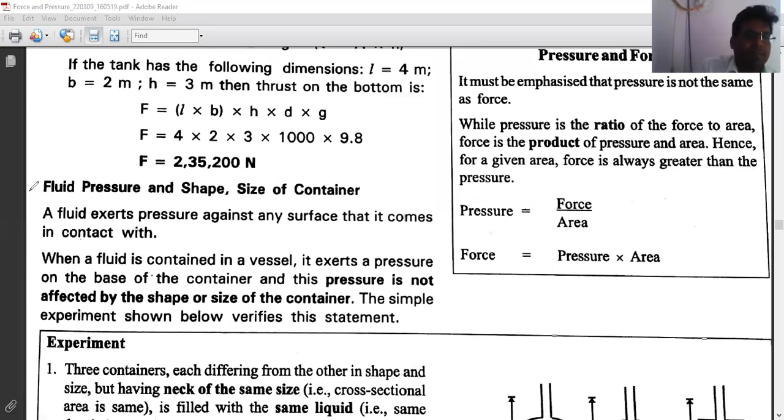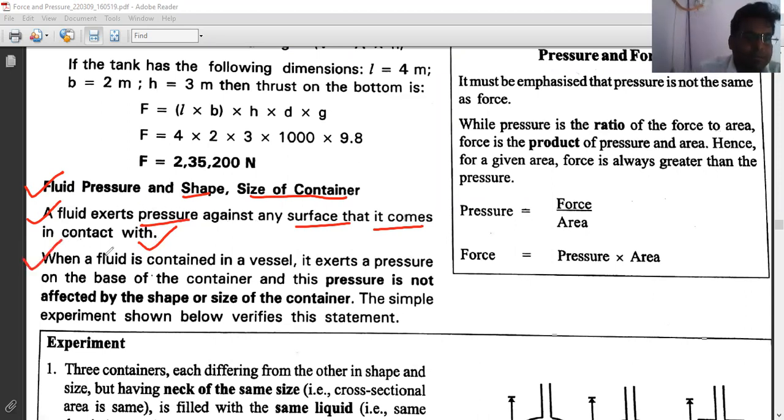Your next topic is fluid pressure, shape and size of the container. A fluid exerts a pressure against any surface that comes in contact with it, right? So when liquid is flowing in any container, then any surface coming in its path, it will exert pressure. Okay.